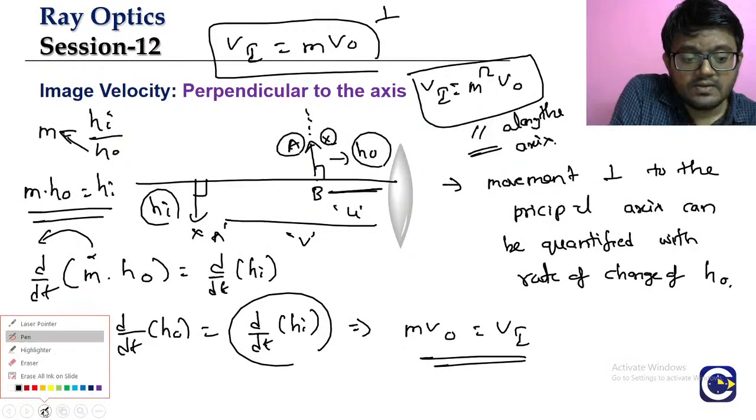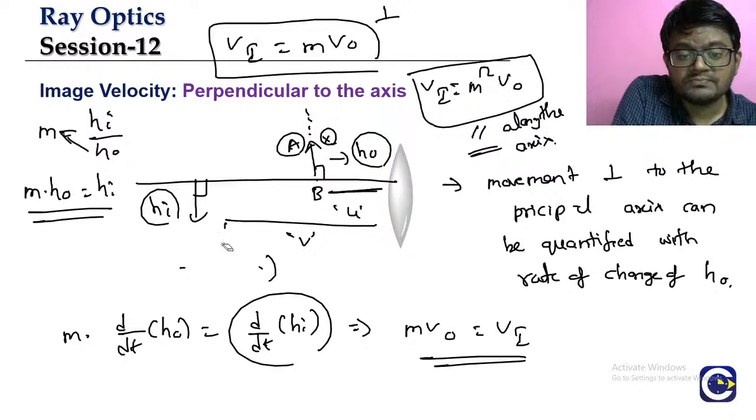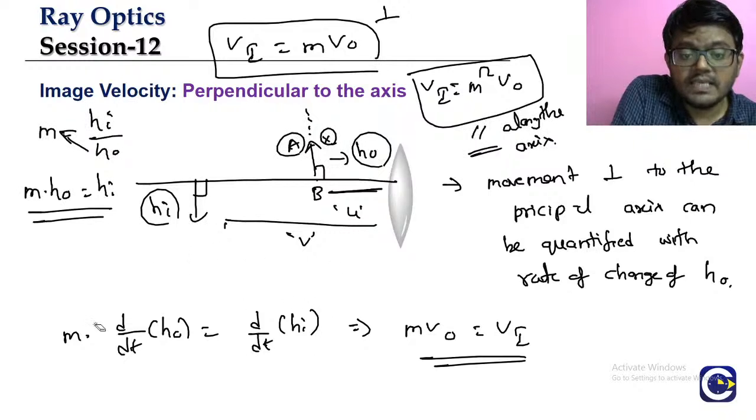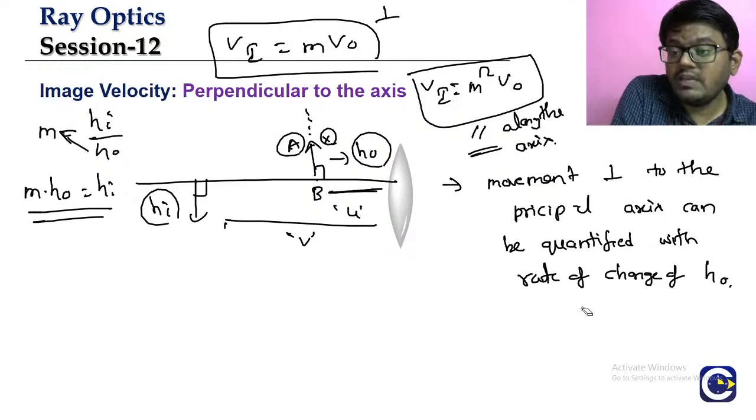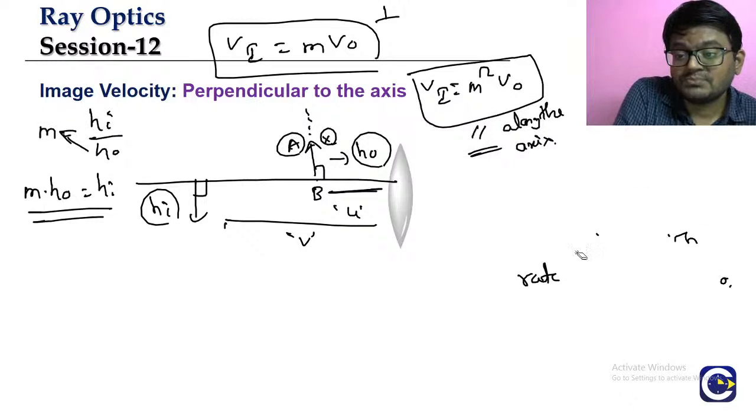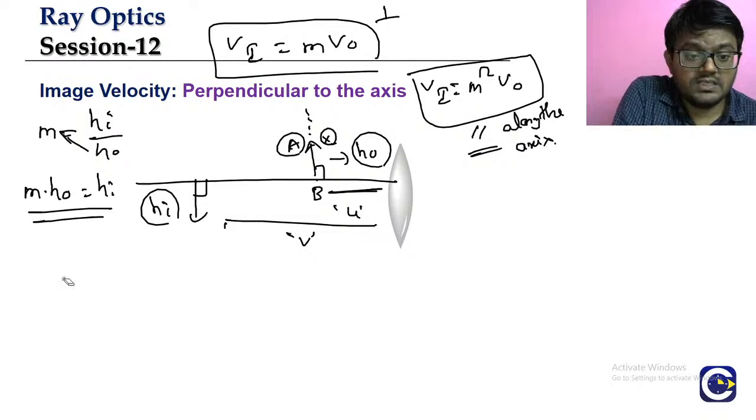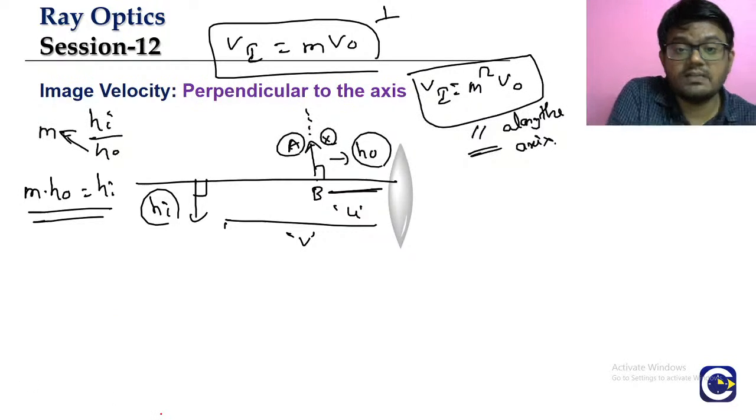Here, the perpendicular components of velocity, right? What is the relation? Velocity of the image is equal to what? It will be m times velocity of the object. Now here, we cannot say that both will be in the same direction. Why? Because it depends upon the value of m, isn't it? Velocity of the image and velocity of the object both will not necessarily be in the same direction, because it depends on the value of m.